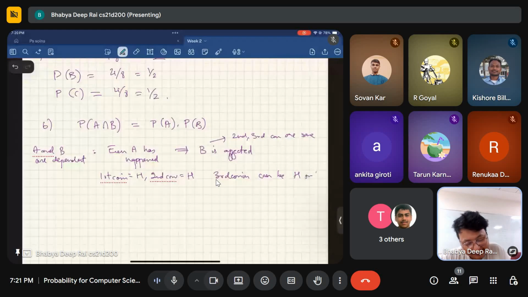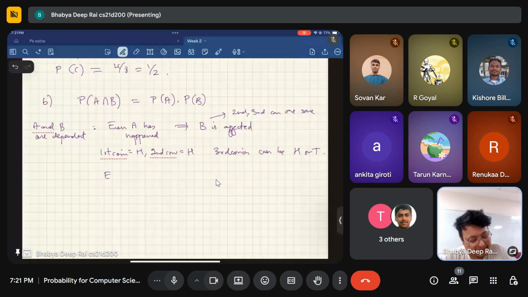Since we are saying A and B are independent, and event B has happened, that is, the third coin and the second coin are the same, then A is affected? That is not the case. The first coin could have been anything. Because the second and third coins are the same, it's not necessary that the first coin also needs to be the same as the second coin. Is that clear, everyone? Kishore, Goel?